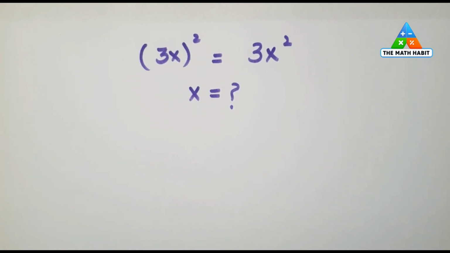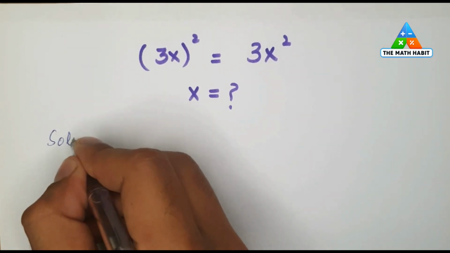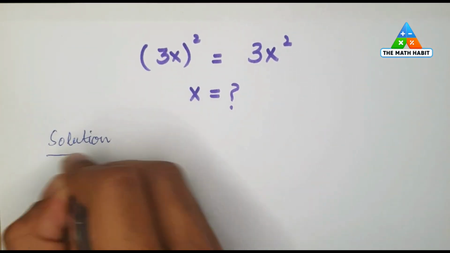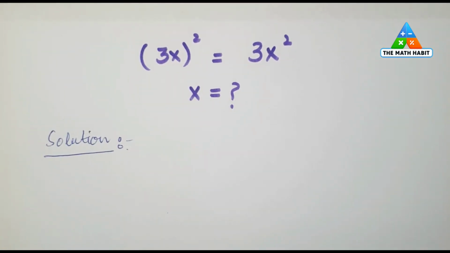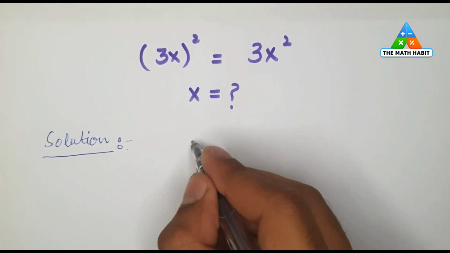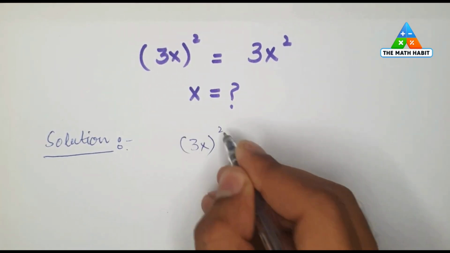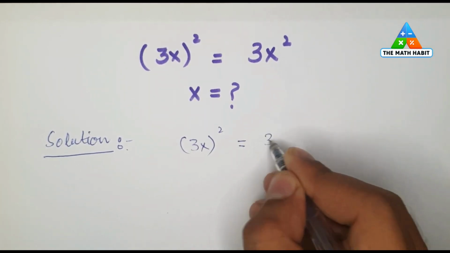Today I'm here again with another algebraic math problem, and I'll provide the easiest method to you guys. So let's follow me and go for the solution of this math problem. Our problem is (3x)² = 3x².